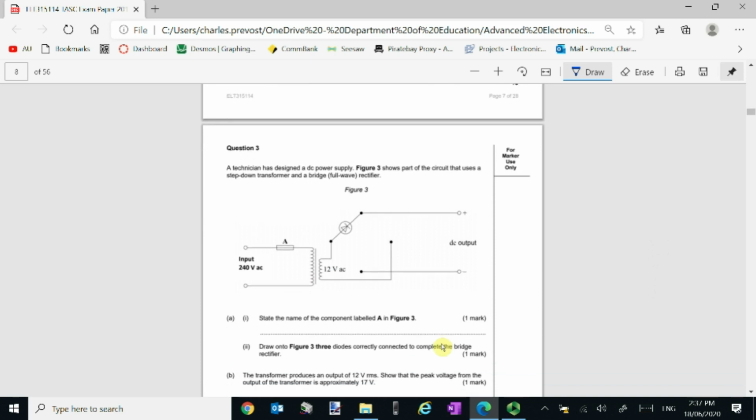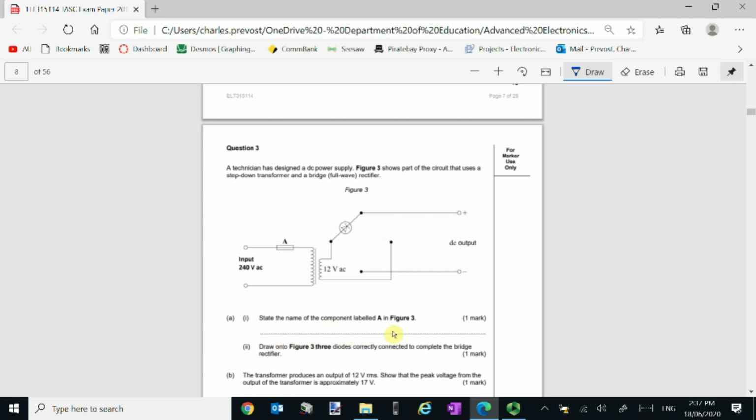Okay, so this is a power supply type question, which is related to the basic principles. So we've got a technician who has designed a DC power supply. The figure below shows part of the circuit that uses a step-down transformer and a bridge full wave rectifier. The key point that we recognise with a bridge rectifier is that the diodes connecting to the outputs will point in the same direction. So we've got 2 diodes. One will go here to there, one will go here to here, and they're going to be pointing in the same direction. Okay, so that's coming later on there, I think.